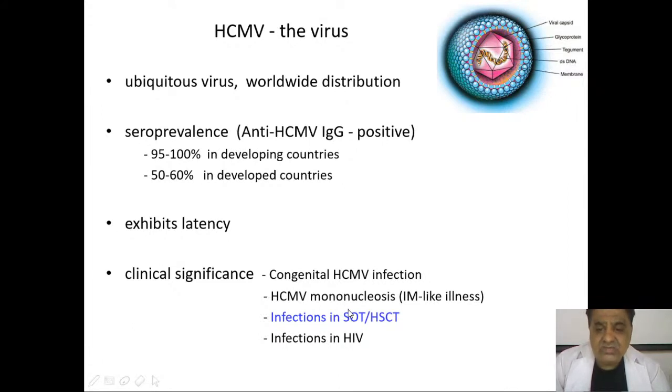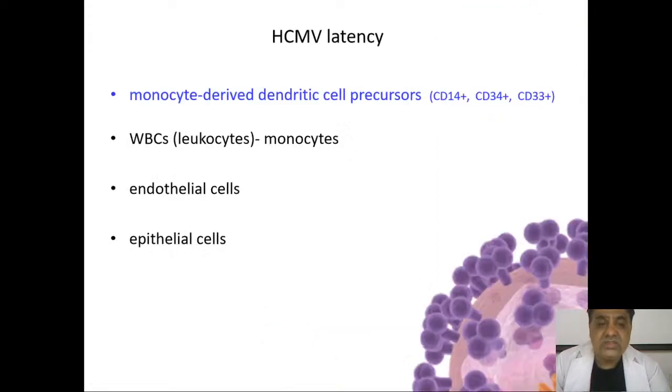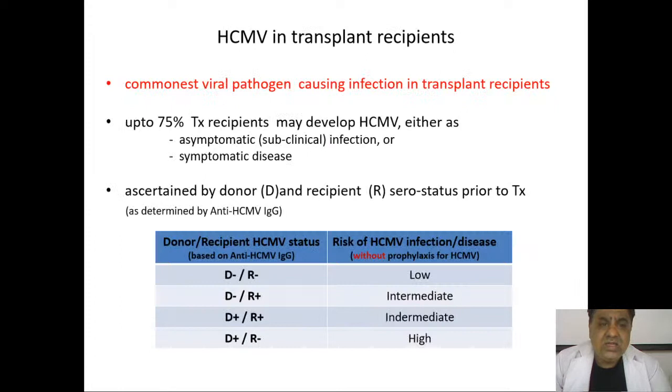We have discussed congenital CMV, we have discussed IM-like syndrome in the exanthem class, and HIV has been discussed as a separate class. So, infections in solid organ transplantation patients: the most important cell in which CMV becomes latent is the monocyte-derived dendritic cell precursors in the bone marrow. It also sits in the monocytes, endothelial cells, and epithelial cells of the kidney and the salivary glands. So it can reactivate from anywhere, and most commonly it reactivates from the bone marrow in the transplant setting, in either SOT or HSCT, and it's the commonest viral pathogen causing infection in transplant recipients.